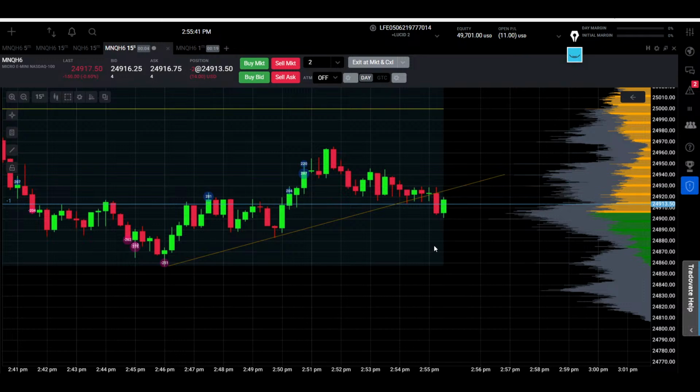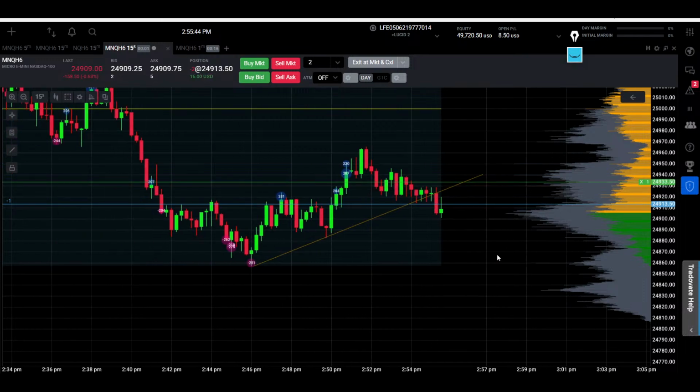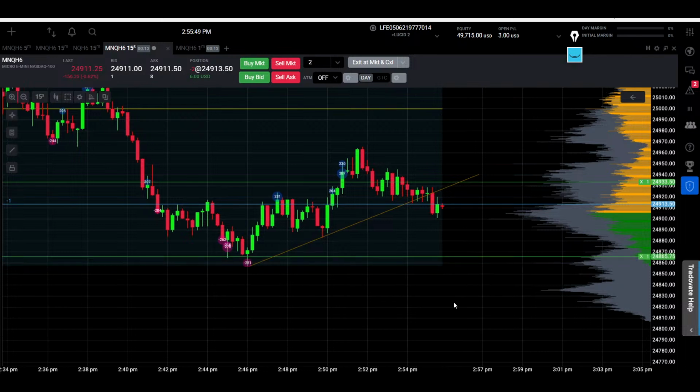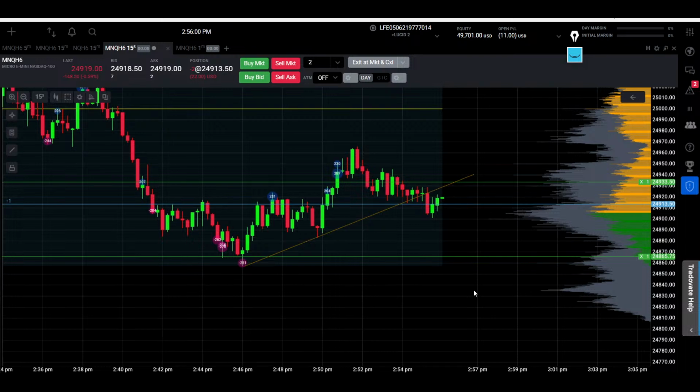Buy stop here. Risk reward 1 to 2. If it comes down here, I will move my stop, but looks like it doesn't want to do that. Yeah, it was a bad idea.